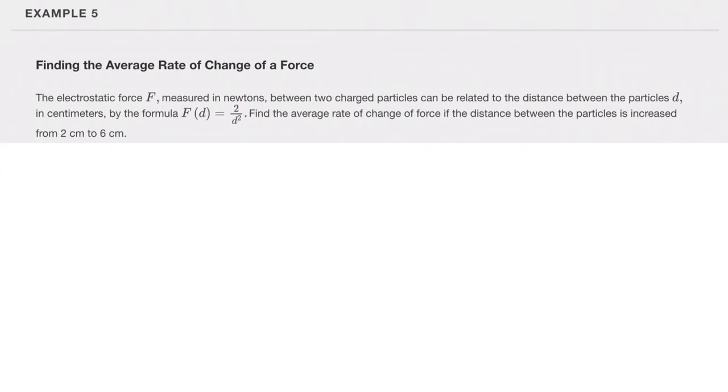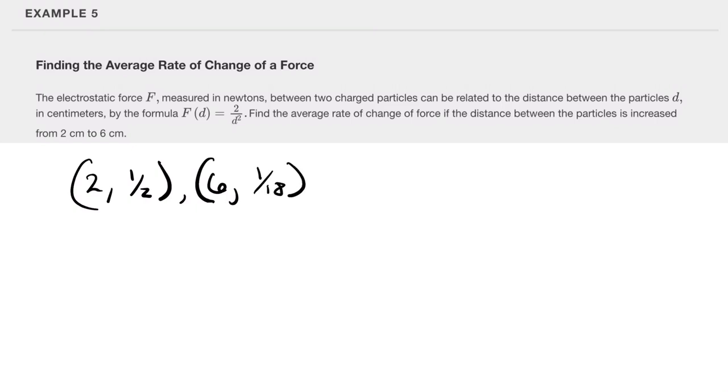It says the electrostatic force F measured in newtons between two charged particles can be related to the distance between particles d in centimeters by this formula. Find the average rate of change of force if the distance between the particles is increased from 2 to 6. So when the distance is 2, the corresponding force looks like it's a half. When the distance is 6 centimeters, the corresponding force is 1 over 18.